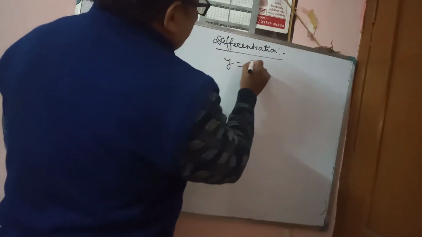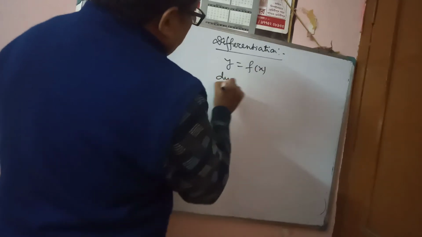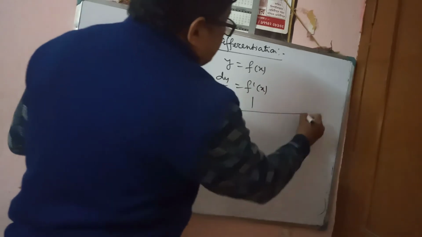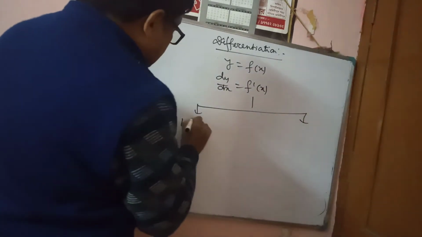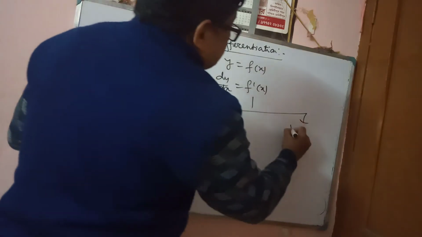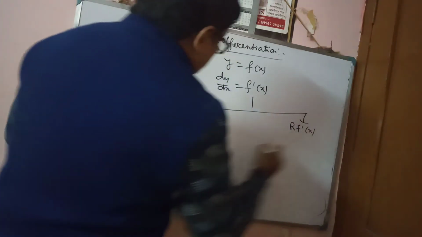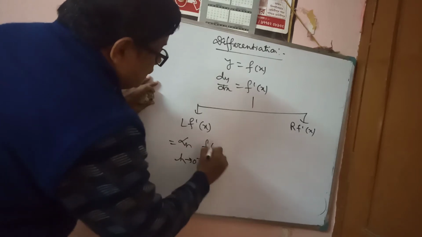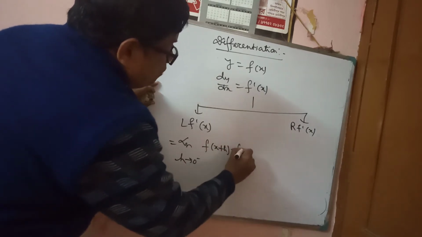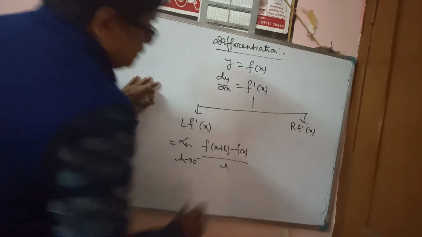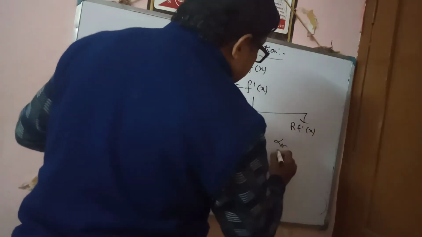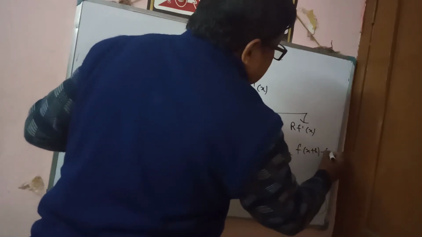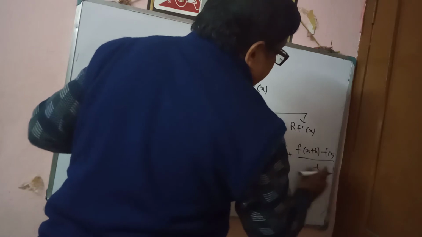So y equal to f of x, and we are getting dy/dx equal to f dash of x. This can be written as, suppose, L f dash x and R f dash x. The left one is limit h tends to 0 minus of f of x plus h minus f of x, divided by h. The right one is limit h tends to 0 plus of f of x plus h minus f of x, divided by h.